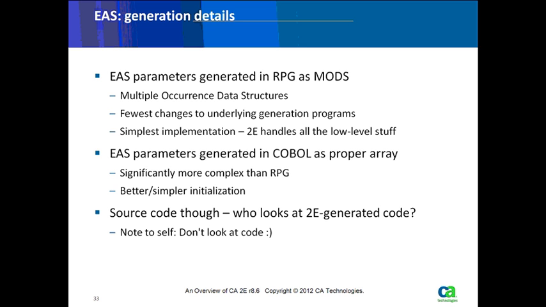In COBOL, if any of you are COBOL shops, we actually generate them as proper arrays. It's quite a lot more complex than RPG, but because of some of the nicer things in some ways about COBOL, and it's very rare I talk about nice things in COBOL, the initialization is actually better. The source code for either of them is not particularly nice. You don't want to look at source code. Nobody should ever look at generated source code. As you know, if you've ever talked to anyone who doesn't like TUI and has looked at the source code, they hate it, so don't do it.